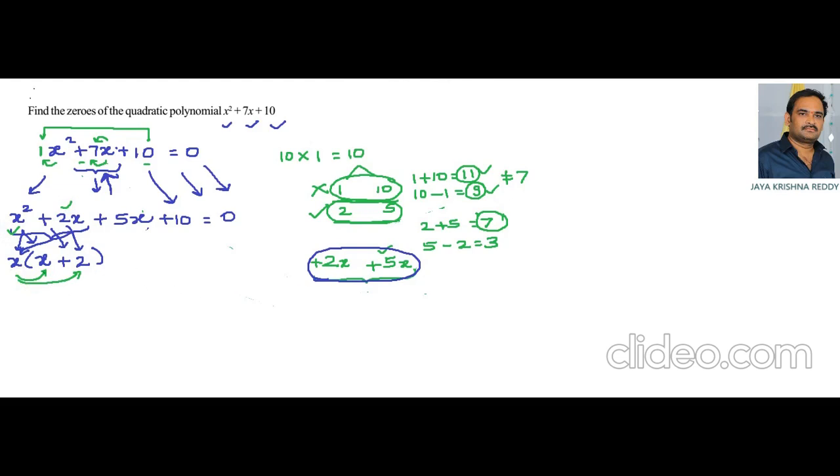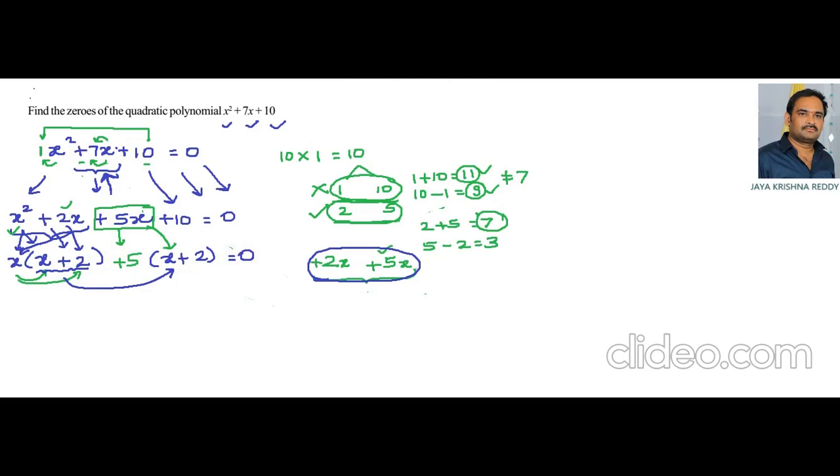Now write this x plus 2 term as it is again, x plus 2, this term which is there in the bracket, write it one more time, and now compare with the third term. The third term is plus 5x. So from plus 5x, x is already written in the bracket, so the remaining is plus 5. The remaining plus 5 should be written outside. Okay, so that is equal to 0.